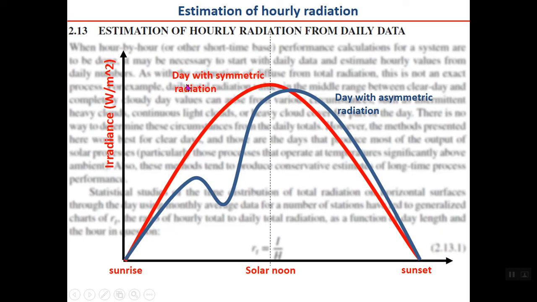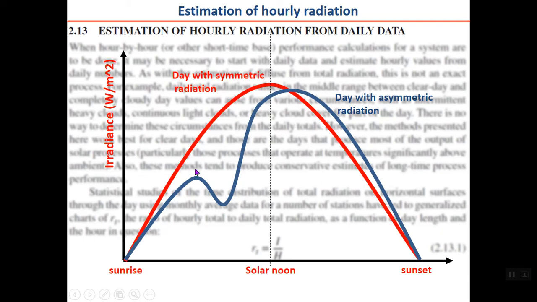The red one is for a day with symmetric radiation. What does it mean? It means that with respect to the solar noon, the morning radiation and afternoon radiation are the same. This is an example for a completely clear day, when there are no clouds in the sky, for example.